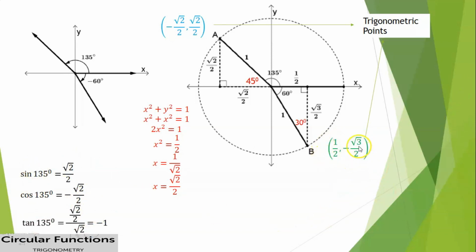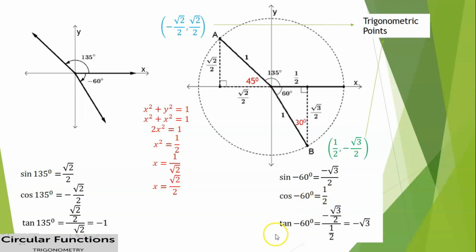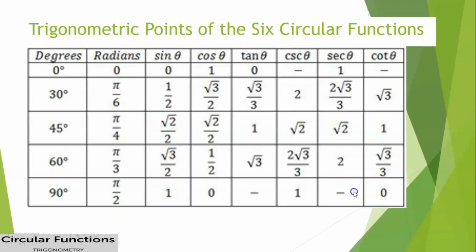If we derive the primary trigonometric functions of negative 60 degrees, or it could be 300 degrees, negative 60 and 300 are coterminal angles. So sine negative 60, so the y equivalent here. Cosine negative 60 is 1/2, or it could be cosine 300 degrees, it's 1/2. And tangent negative 60 is negative square root of 3. Again, you can always counter check this one with your calculators.